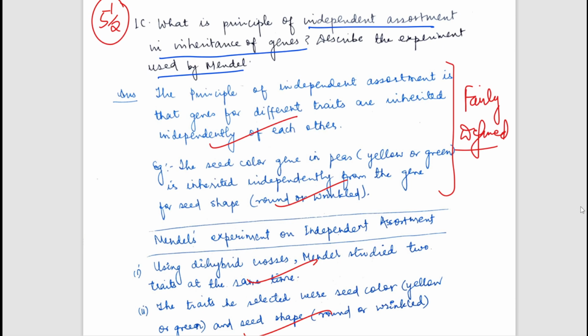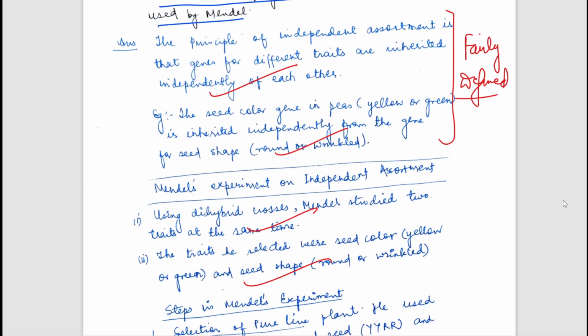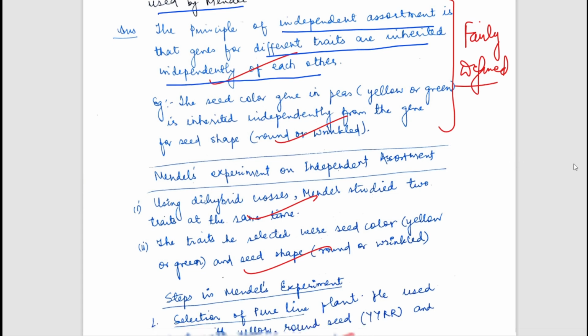So what is the principle of independent assortment in inheritance of genes? So we all know we have to describe here Mendel's experiment of independent assortment and what independent assortment is. Independent assortment is that genes of different traits are inherited independently of each other. That is, different genes are inherited, but they are not dependent on each other. All the genes will be inherited differently and separately.